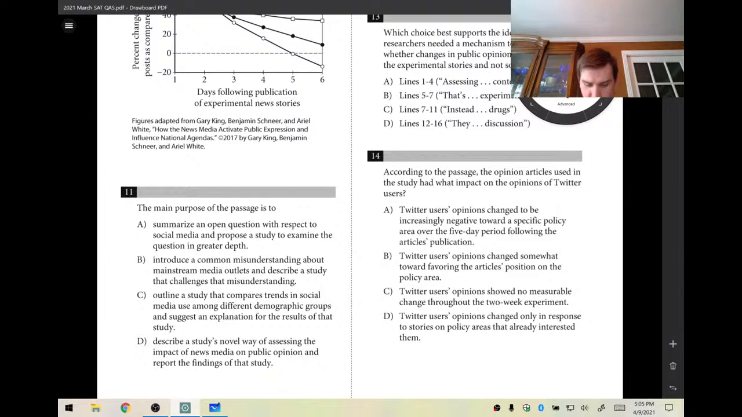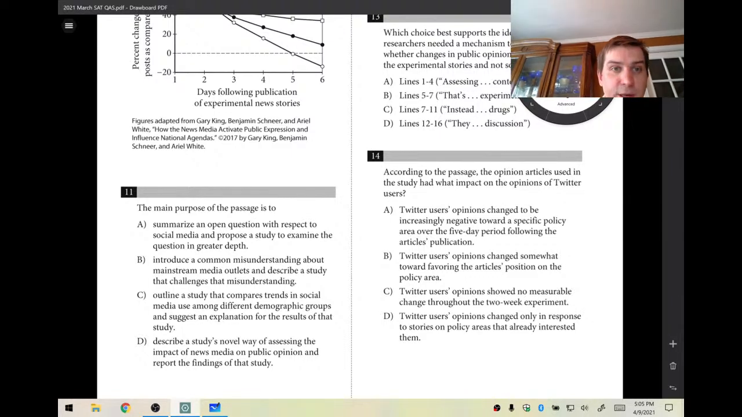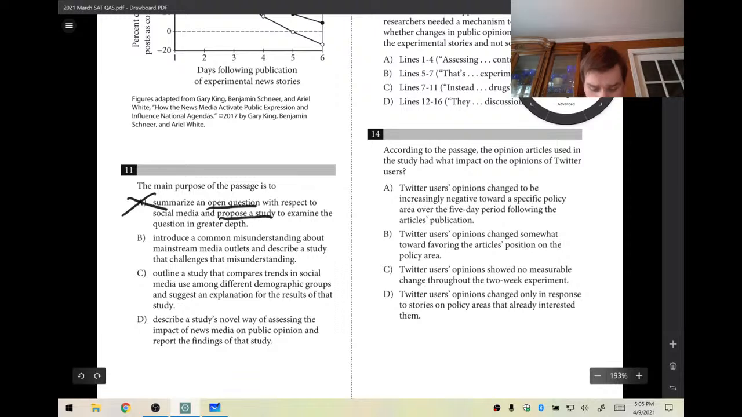The main purpose of the passage is what? So, does the passage summarize an open question with respect to, I don't even know what question that would be, because it's the wrong answer. Does it summarize an open question with respect to social media and propose a study to examine the question in greater depth? No, they don't just propose a study, they performed a study. And I don't know what the open question would be, and it's not a summary. So 11A is way out.